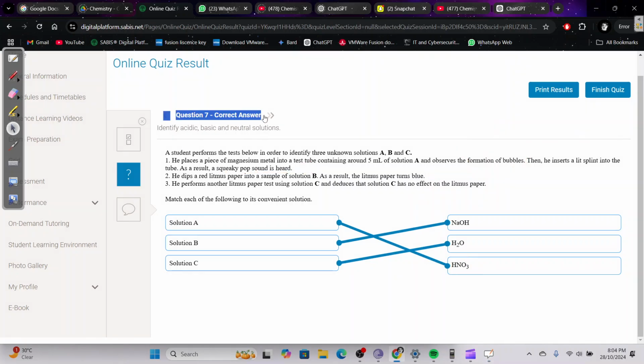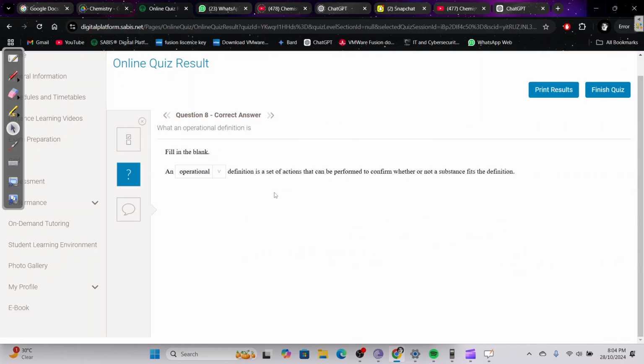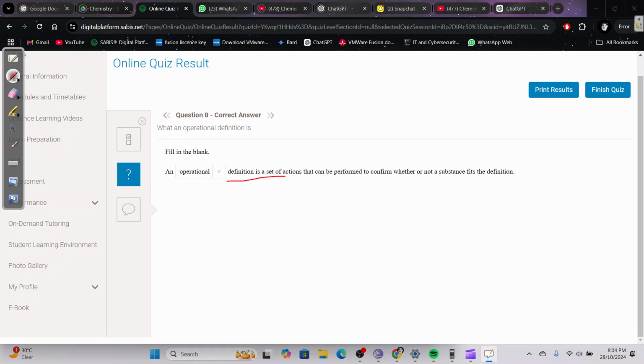Okay, question 8. An operational definition is a set of actions that can be performed to confirm whether or not a substance fits the definition. So basically, this is a practical definition. You do experiments in the lab to get the operational definition. Now you also have a conceptual definition, which we'll see in the question right after this.